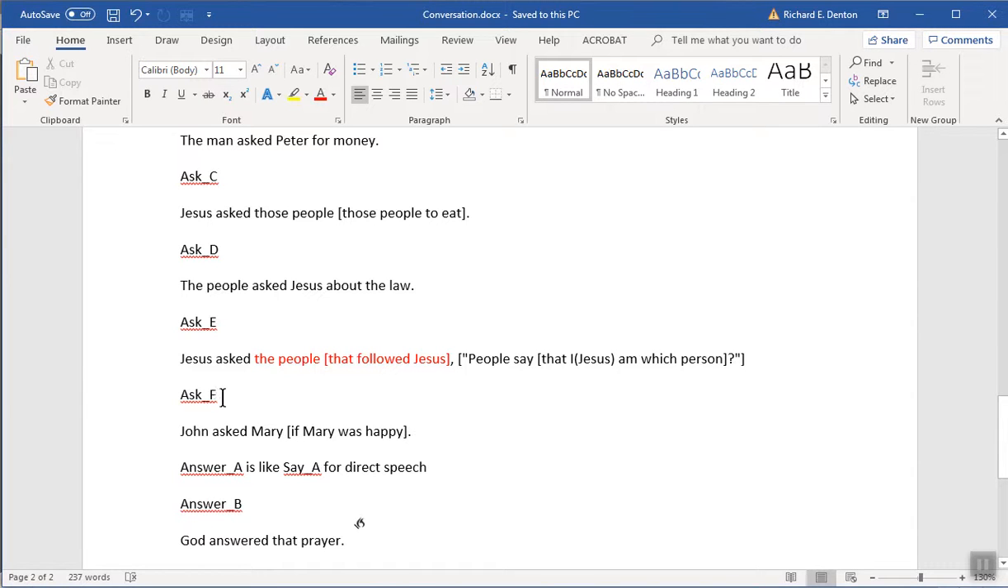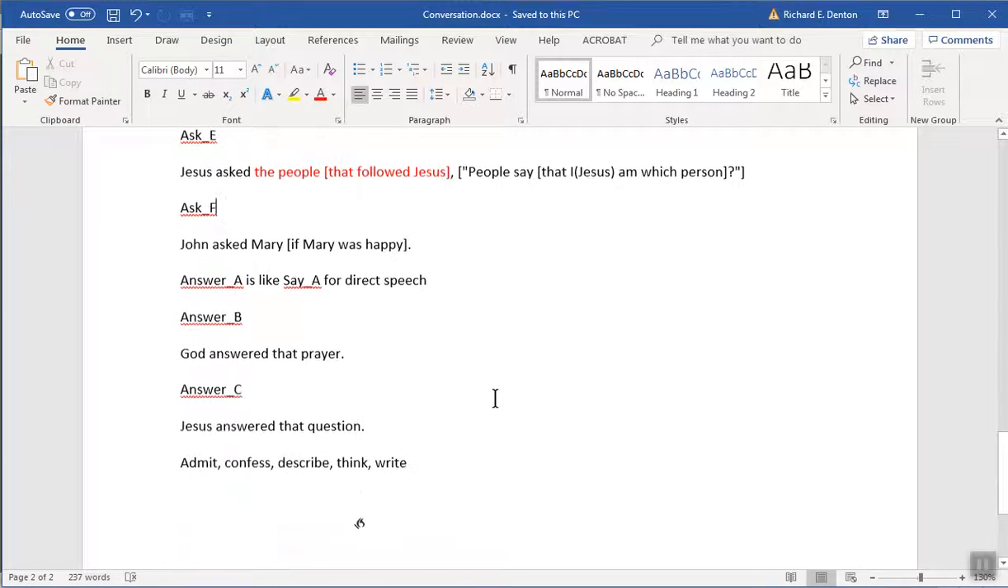Finally, there's ask F, which is to ask someone a question indirectly. John asked Mary, left bracket, if Mary was happy. Then there are forms for answer. Answer A is just like say A for direct speech. So say A could be used to show that someone answers a question, but to be more specific, you can use the word answer. Answer B is to answer a prayer.